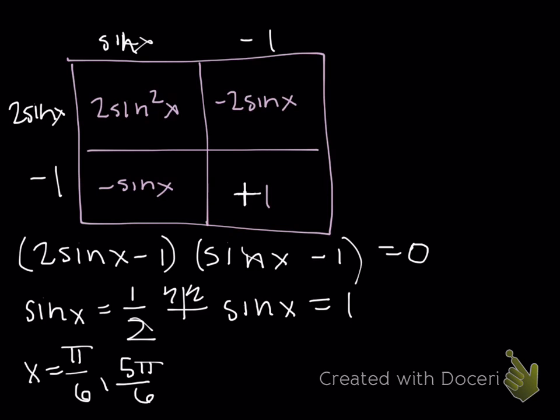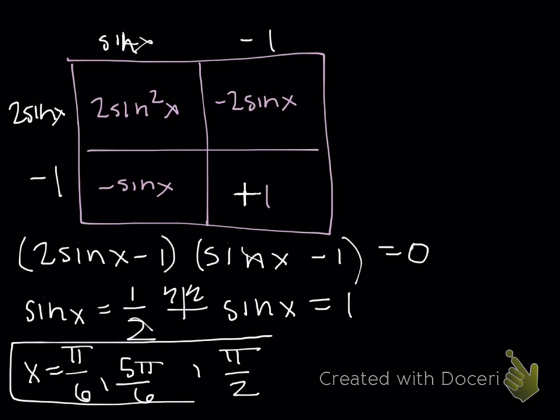And from my second statement, I know that when sine is 1, when the y value is 1, the coordinate is a pi over 2. So these are our 3 answers for the problem. So that's all for today.